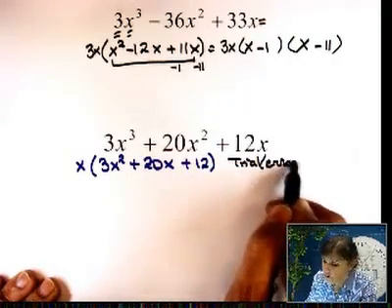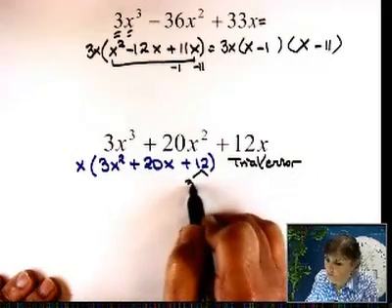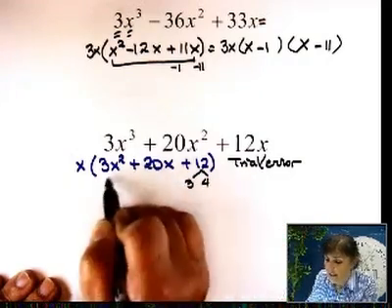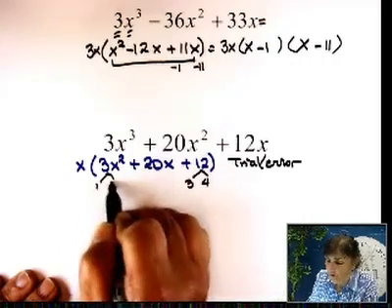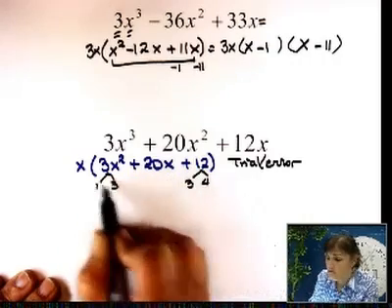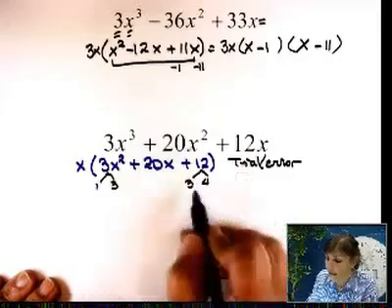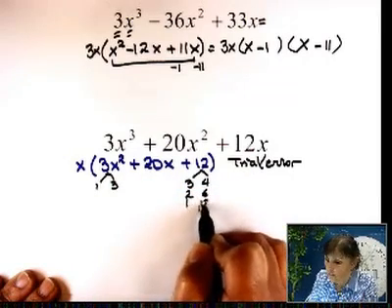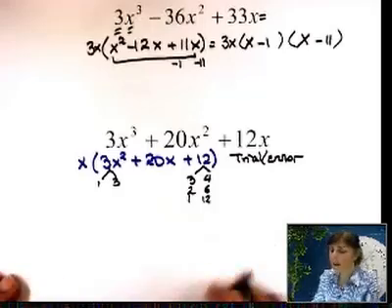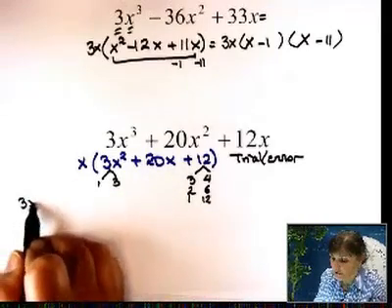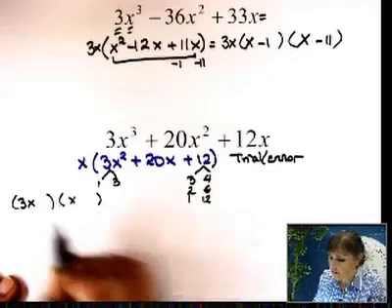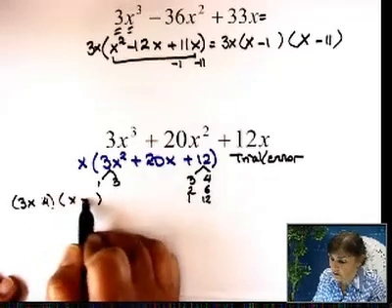All right, so 12 is going to be 3 and 4, and then I cannot do this 1 and 3. Okay, so let's try 1, 3, 3, 4. And then I can also try 2, 6. I can also try 1, 12. Remember, trial and error is a pain, but somebody has to do it. So I'm going to try 3x and x, and I'm going to try 4 and 3. Let's see if that works.